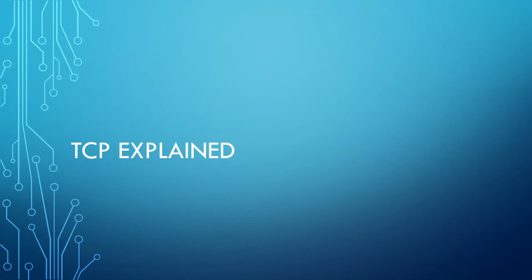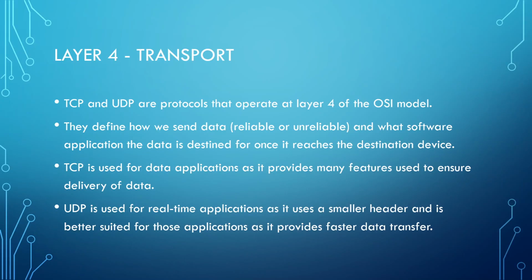In this video we will have a deep dive look at TCP and have a look at all the features of what makes TCP one of the most popular layer 4 protocols today. So TCP is a layer 4 protocol. It operates at the transport layer of the OSI model. That's TCP and UDP, the most popular layer 4 protocols used in modern networks.